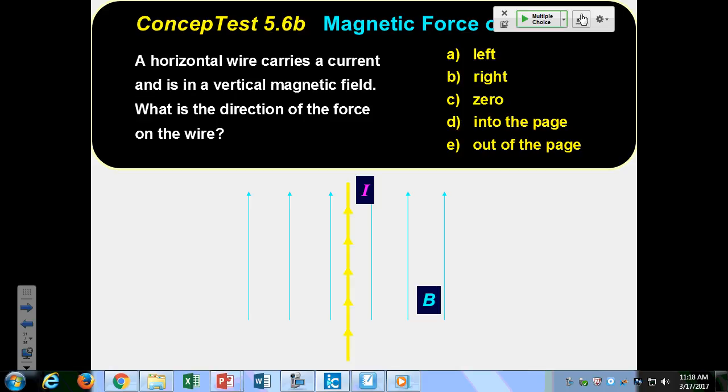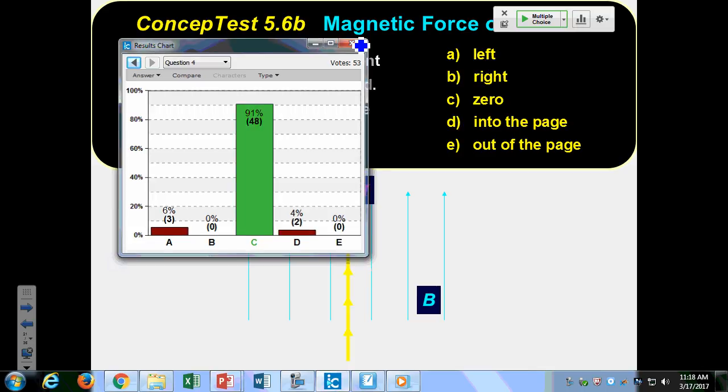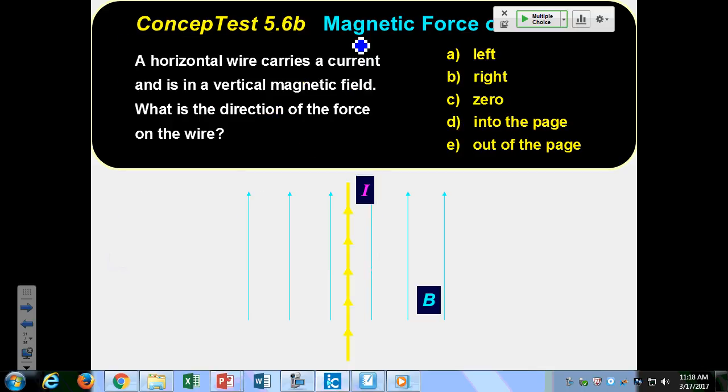I remember our force is ILB sine theta. Here, I and B are in the same direction, and the sine of 0 is 0. So if you want to think about that, that's fine. Many of you got it, but if I and the magnetic field are in the same direction, there's no magnetic force at all. Or if they're in opposite directions, there's no magnetic force at all.